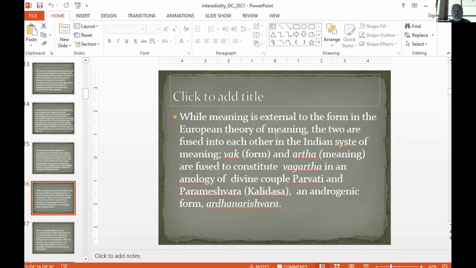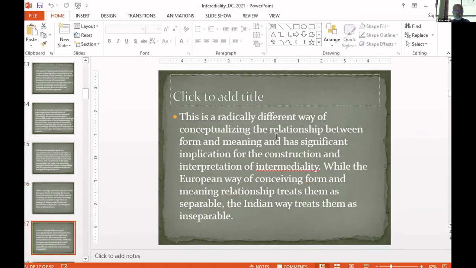While the meaning is external to the form in the European theory of meaning, the two are fused into each other in the Indian system of meaning. Vak, form, and artha, meaning, are fused to constitute vagartha, in an analogy of the divine couple Parvati and Parameshwara. This is Kalidasa's vagartha, an androgynous form, Ardhanarishwara. This is a radically different way of conceptualizing the relationship between form and meaning, and has significant implications for the construction and interpretation of intermediality.